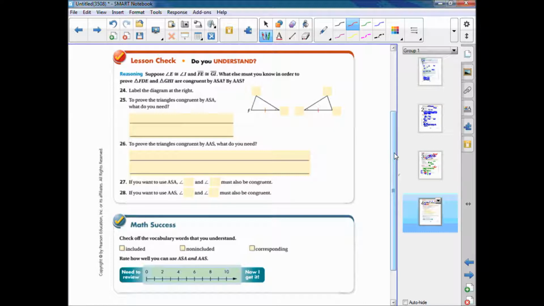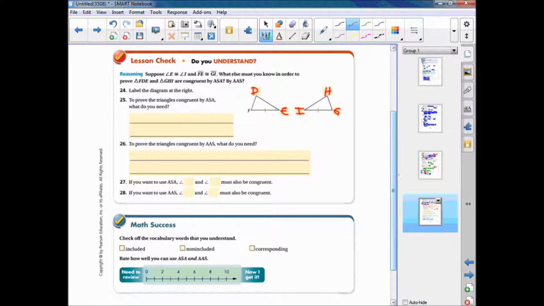So first we're going to label the diagram correctly. So we know that angle E and angle I are congruent. So I need E to be over here and I to be over there where the 1 marked angles are. And we know that FE and GI, so FE is here and GI are congruent, okay? And this is supposed to be triangle FDE, so we put D in the missing spot. And this is supposed to be triangle GHI, so we'll put H in its missing spot.